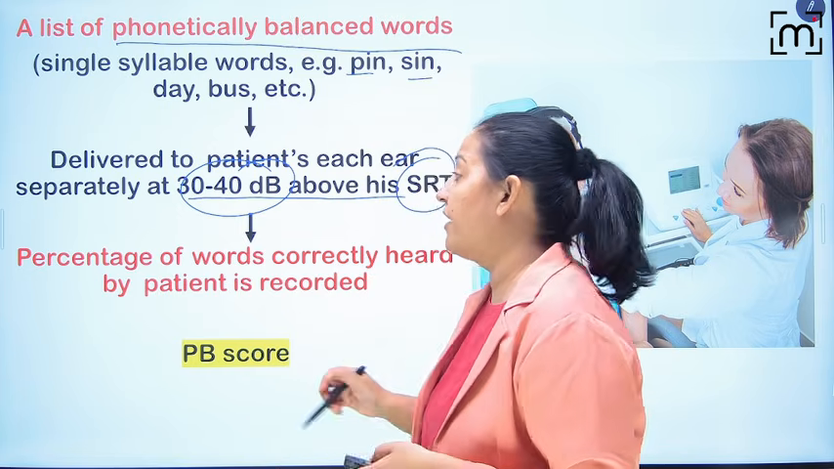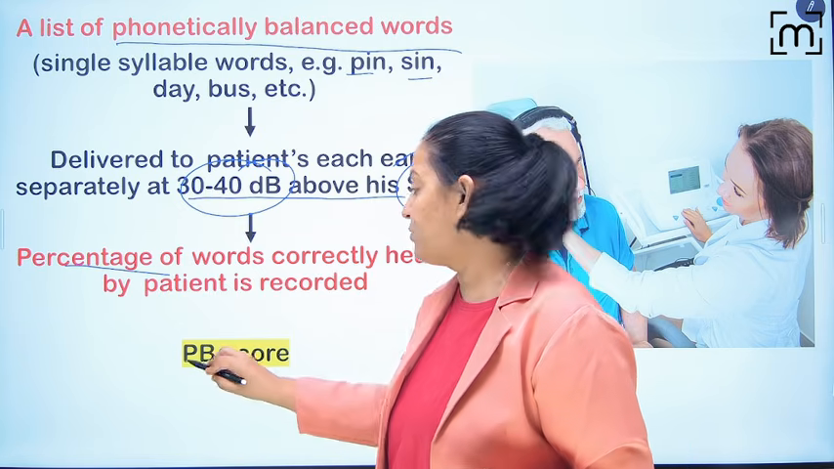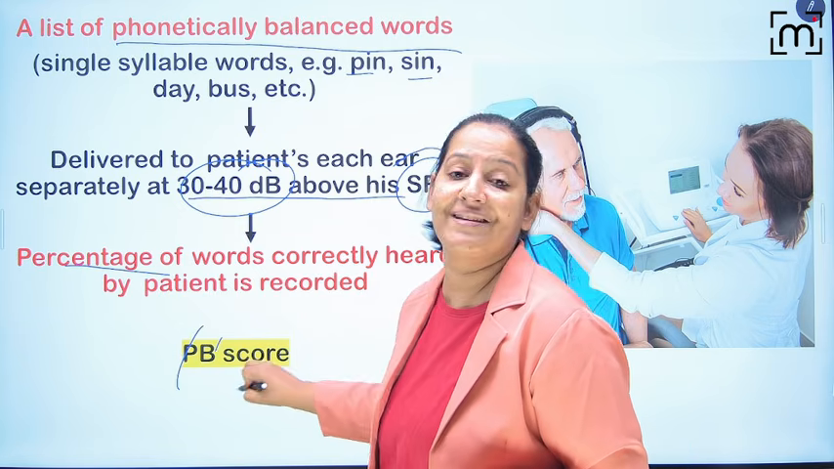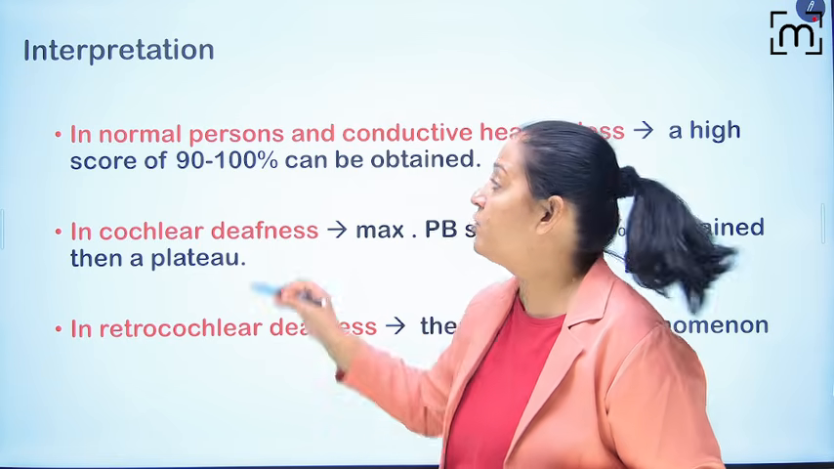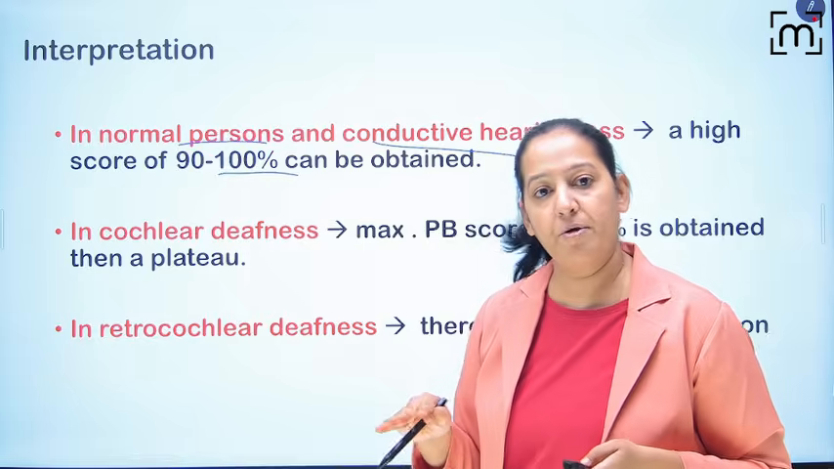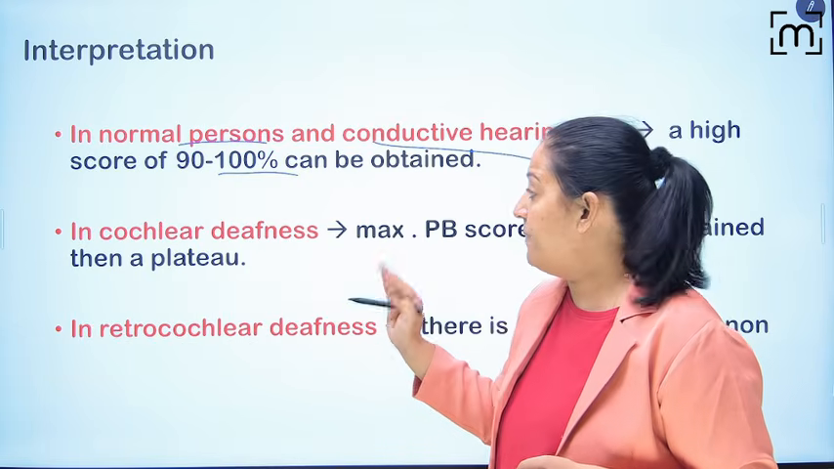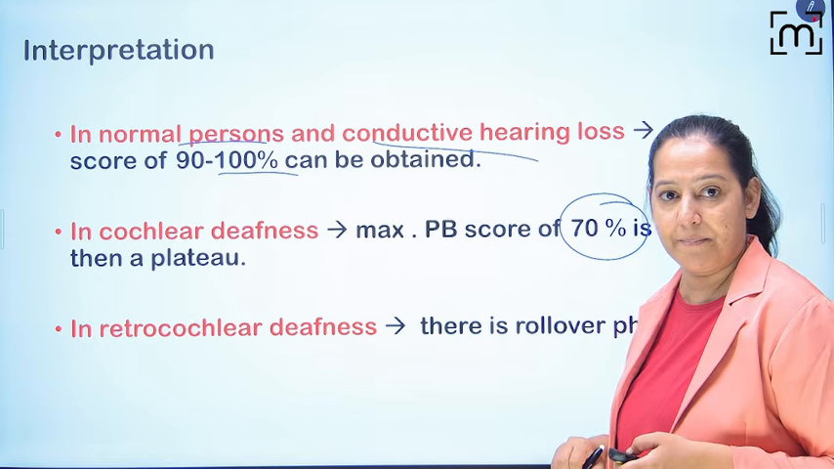Okay, so out of the 100, how many words is the patient repeating? That is expressed in terms of percentage, and this is known as the PB score, the phonetically balanced score. So this is in terms of percentage. In normal hearing and in conductive hearing loss, it is 100%. 100% of words are correctly repeated. But in cochlear deafness, a maximum of 70% are correctly repeated.